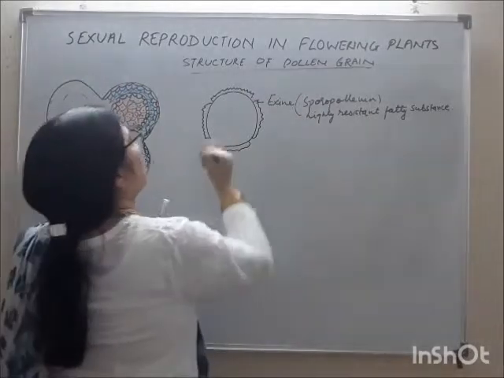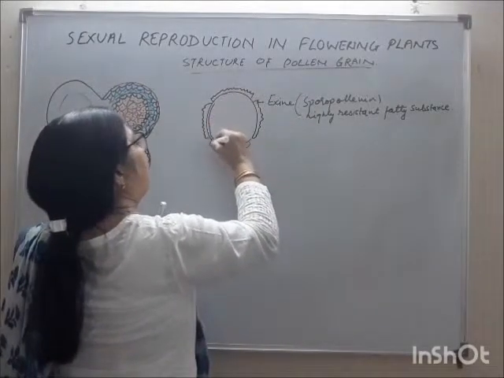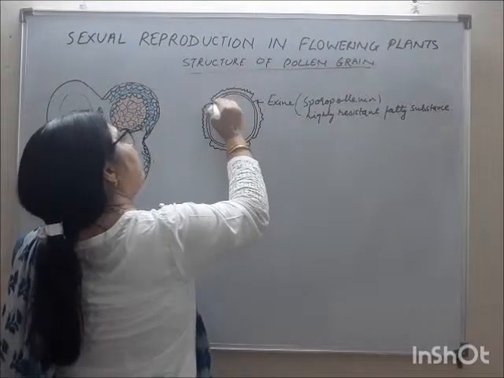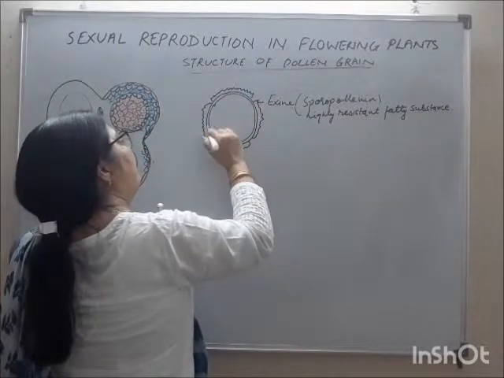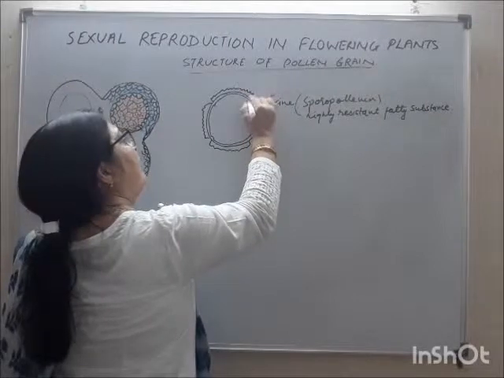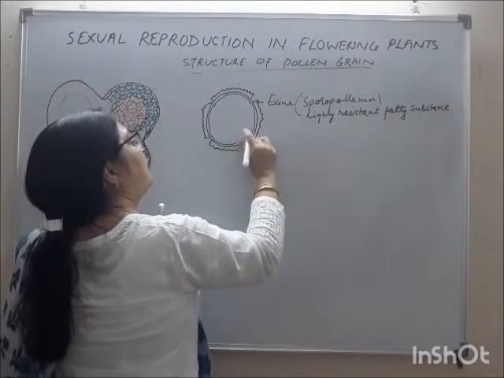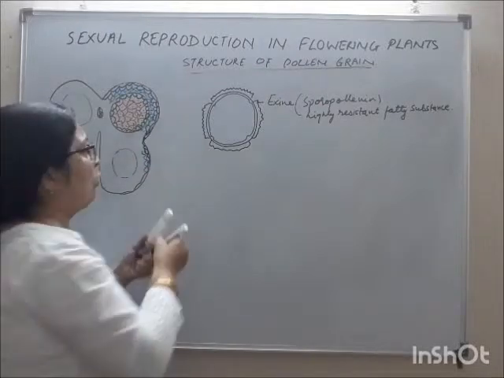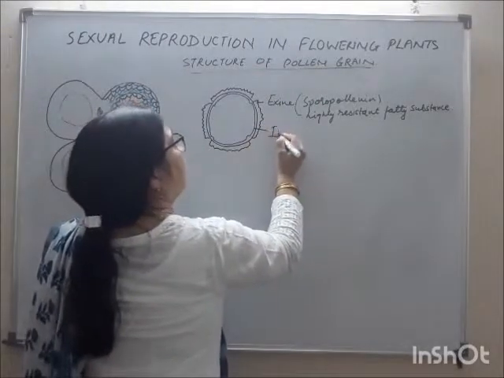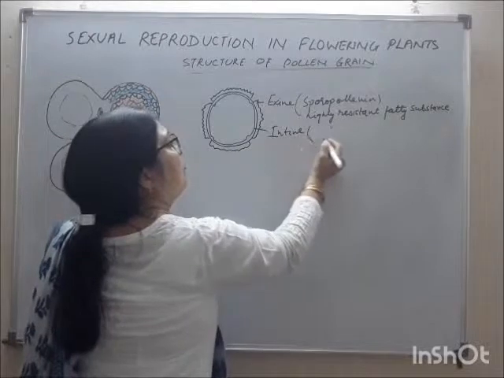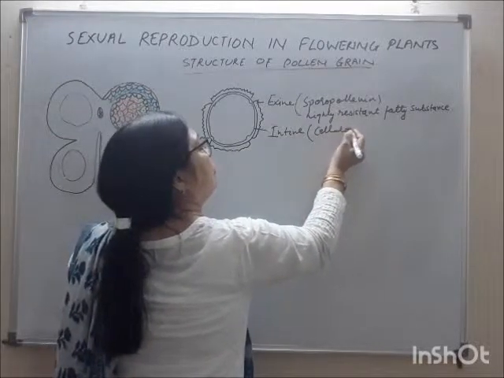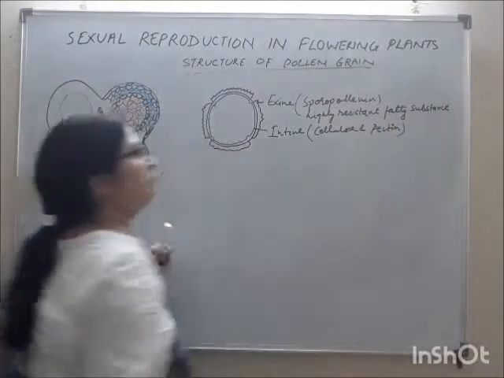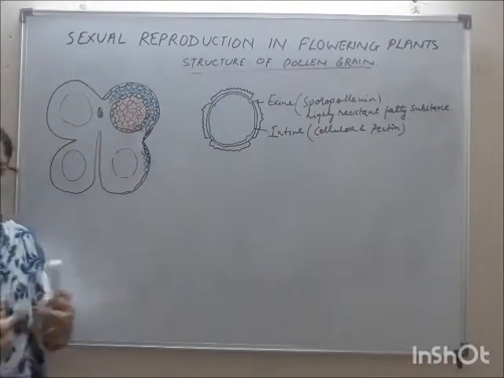The next layer is known as intine. Intine is thin. It is the inner layer just present below the exine. It is composed of cellulose and pectin. ये cellulose और pectin से बना होता है.